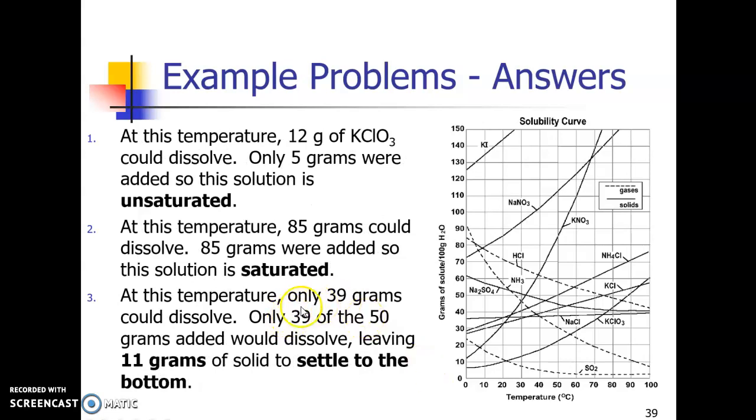So at the temperature given, 39 grams could dissolve. You tried to dissolve 50, so that means that not all of it would dissolve. 11 grams would be left undissolved, and that solid would settle to the bottom of the container.